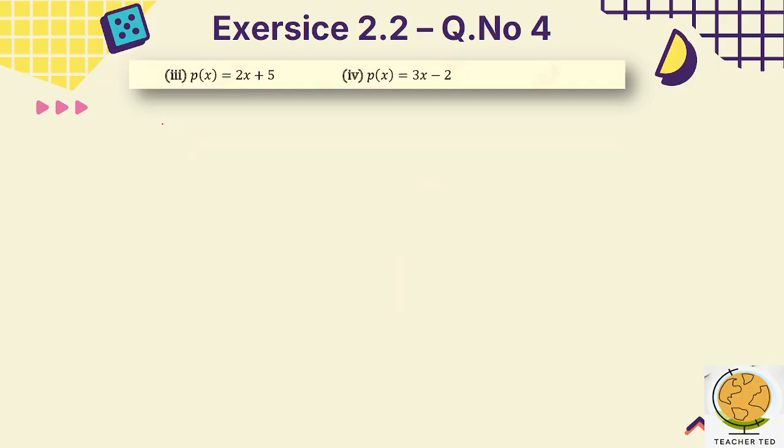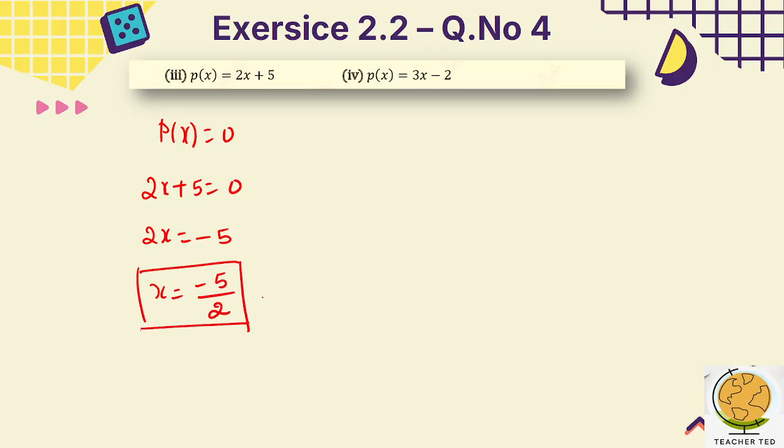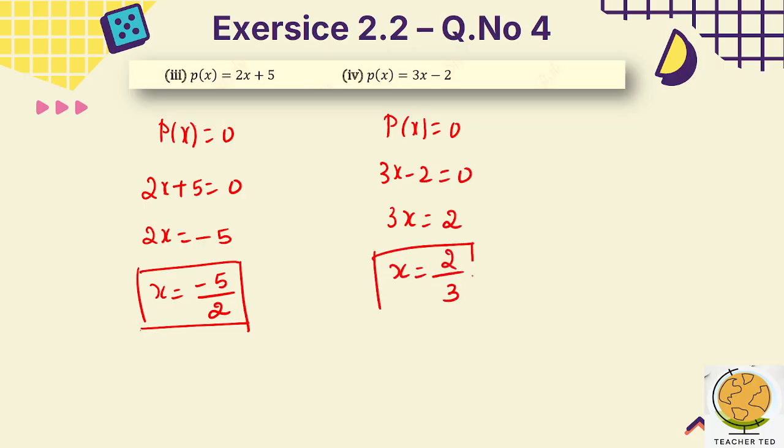So here also you need to find out x. Substitute p of x is equal to 0. It becomes 2x plus 5 is equal to 0. 2x is equal to, if you bring 5 to this side, it will become minus 5. X is equal to minus 5 by 2. So this is the value of 0 of the polynomial. So here also p of x is equal to 0. 3x minus 2 is equal to 0. If you take 2 this side, it will become positive. Again x is equal to 2 divided by 3. So this is the 0 of the polynomial.